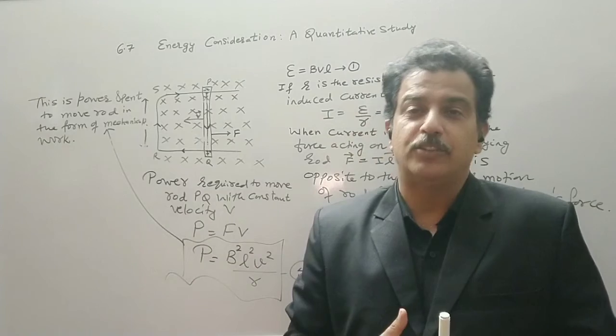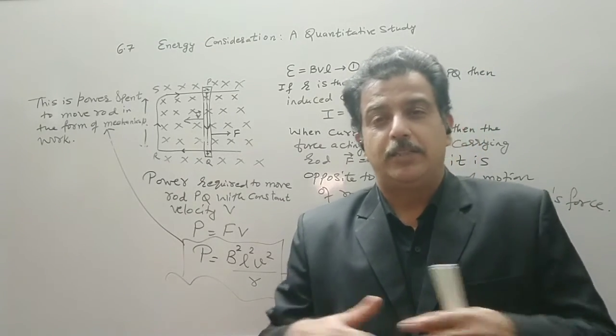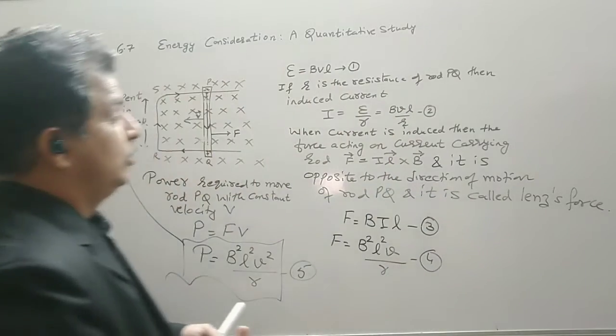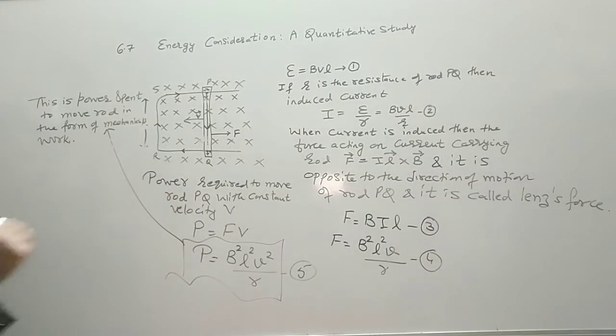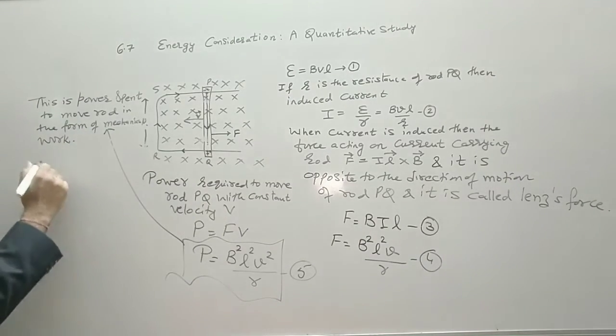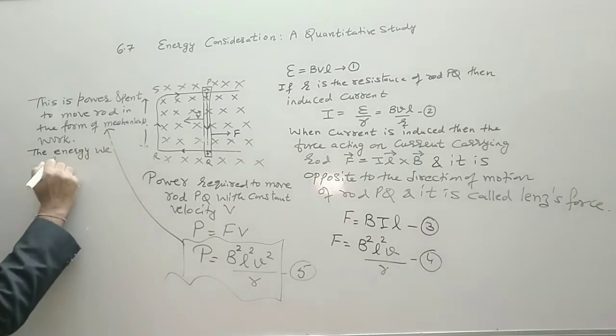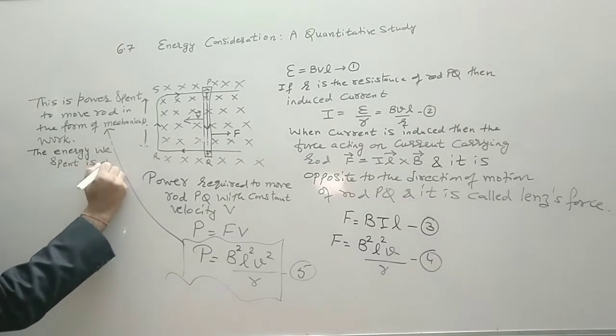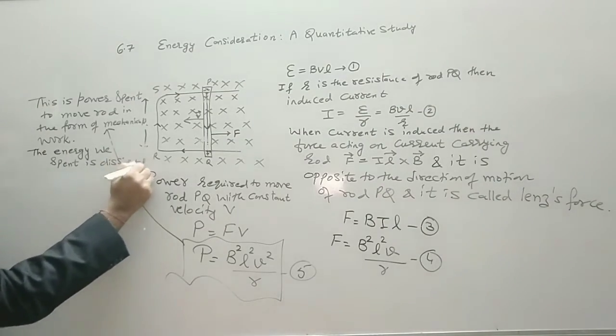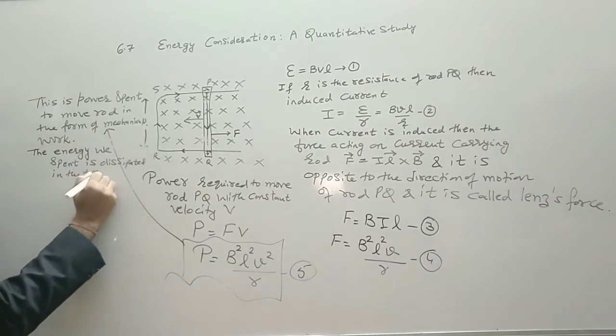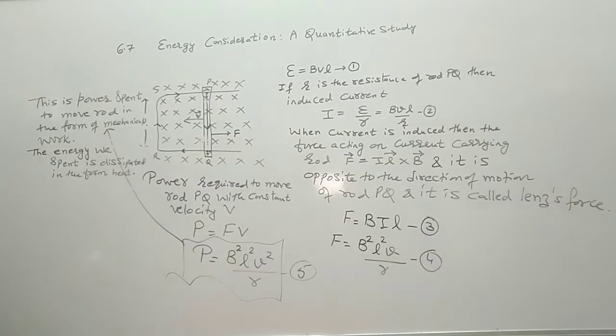Now where has this energy gone? Because energy can neither be created nor destroyed, either it should be converted into some other form, or it should be dissipated in the form of heat. So we did this work. Now where has this energy or this work been dissipated? The energy we spent is dissipated in the form of heat.